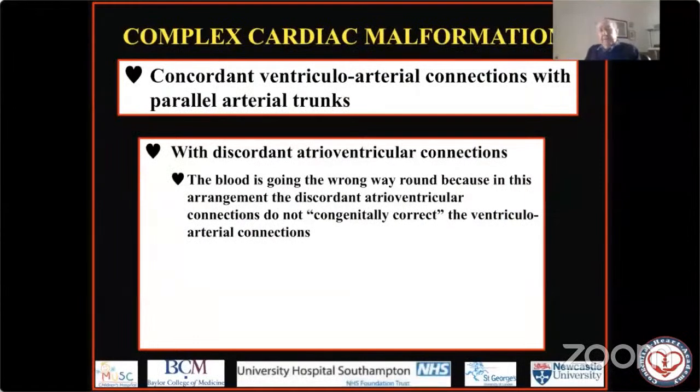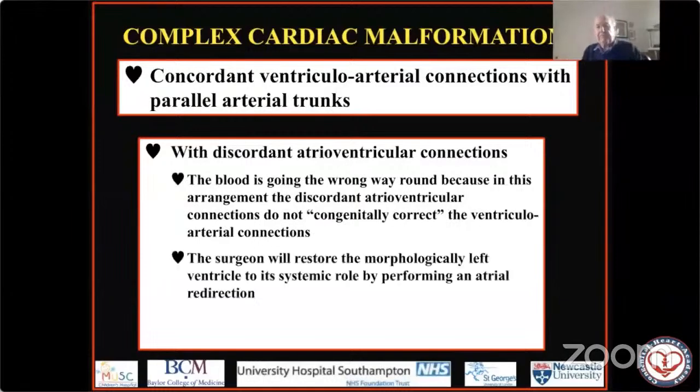So now you've seen a very nice example where, when we have discordant atrioventricular connections but concordant ventriculo-arterial connections, the blood is going to go the wrong way round, because the combination is not going to congenitally correct the circulation, despite the fact we have discordant atrioventricular connections.